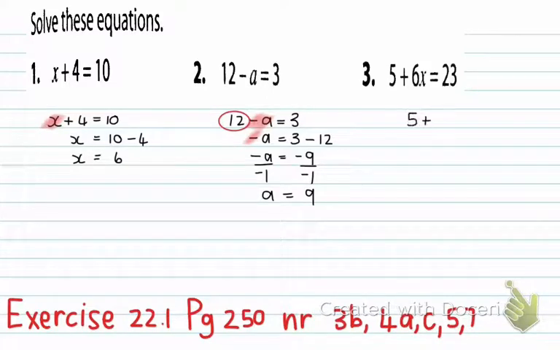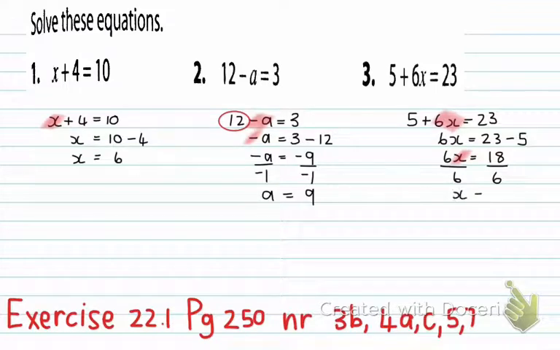All right, number 3. We have 5 plus 6x equal to 23. I want to get x alone. So therefore, I'm going to keep that term with the x, 6x, on the left-hand side. So I first have to get rid of the 5. Now we have a positive 5 on the left-hand side, so it becomes a negative 5 on the right-hand side. So 23 minus 5 is 18. And now to get x alone here, I must get rid of the 6, so I divide by 6 on both sides. And then I have x is equal to 18 divided by 6 is 3.